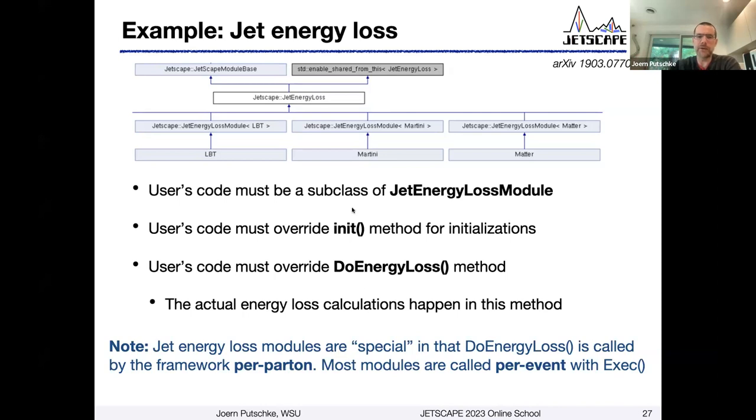This is to highlight the special role of the jet energy loss and the parton shower evolution in the JETSCAPE setup. In any case, your code must be a subclass of the jet energy loss module. You have to override the init method, the init task, for initialization. And the actual user code must override the do energy loss method. This is where the actual energy loss calculation happens. We decided that it really just means that you have to provide the physics to have an N by M energy loss implementation on a partonic level. And you don't have to worry about the recursiveness of the parton shower evolution from the one initiating parton. This is all done by the framework itself.